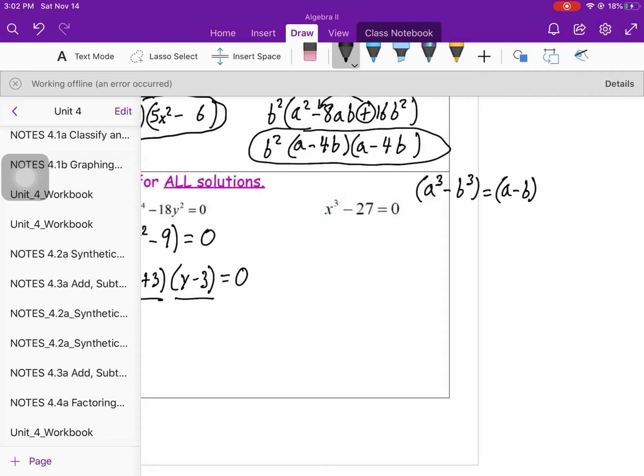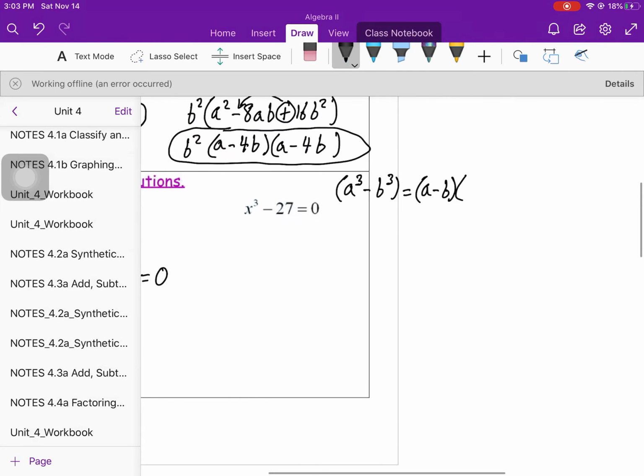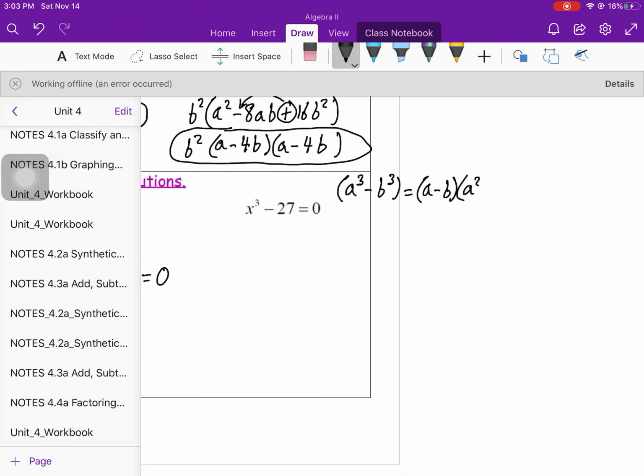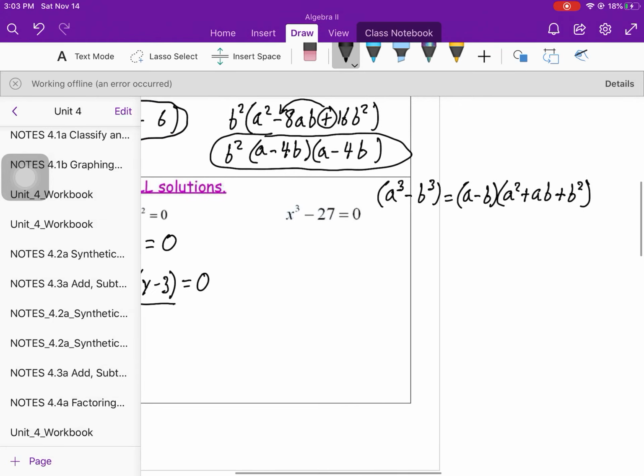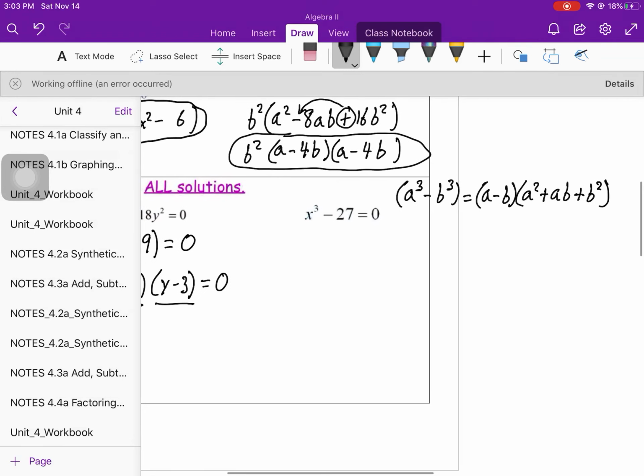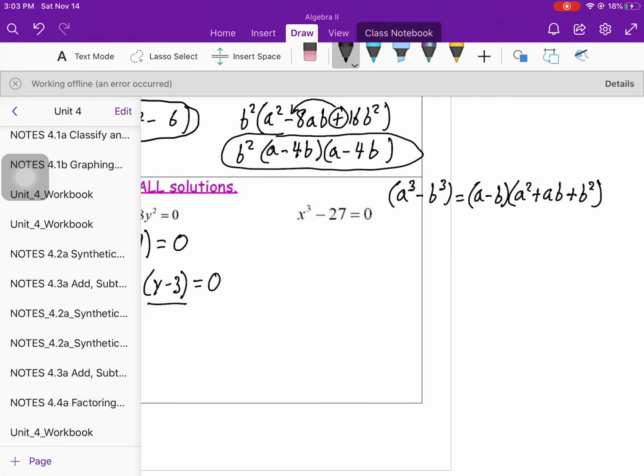A minus b times a squared plus a times b plus b squared. Okay, so that's the special pattern. Let's go ahead and figure out what that is. So a cubed minus b cubed equals a minus b, a squared plus ab plus b squared.